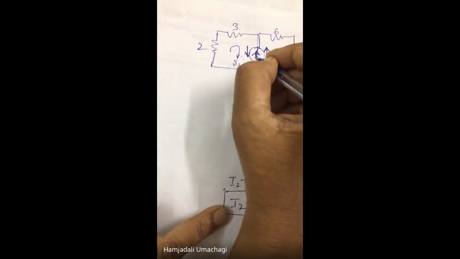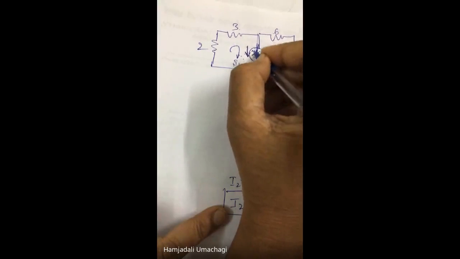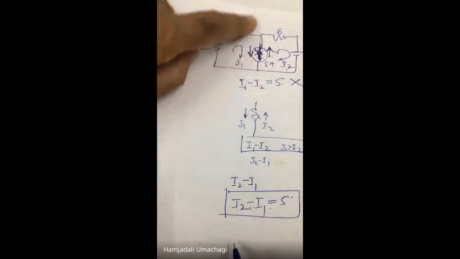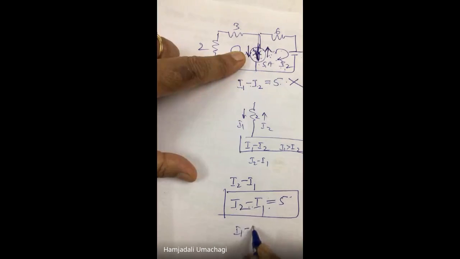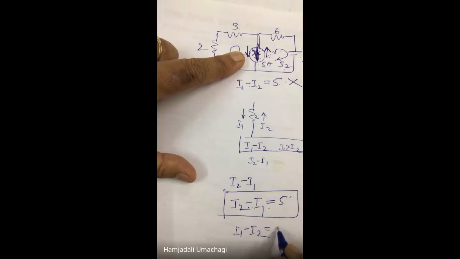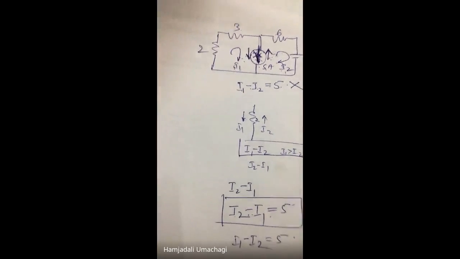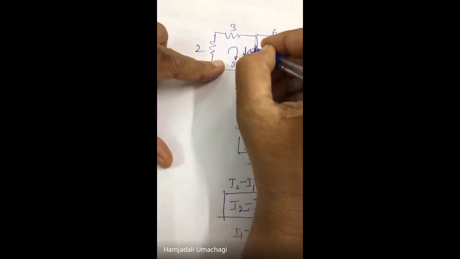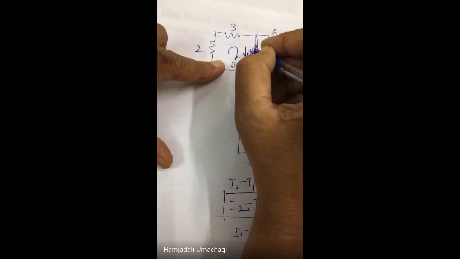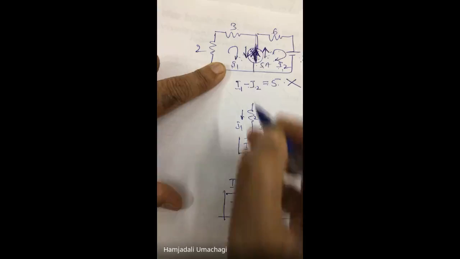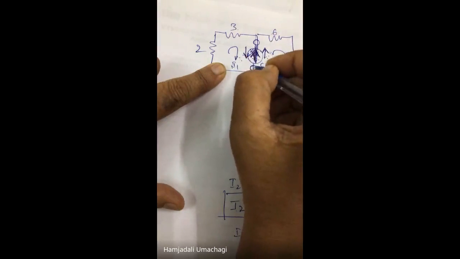Suppose it was in this direction, what will be the equation? That will be I1 minus I2 equal to 5. See here, so we will analyze it with the upward direction only. So once this equation is written, open circuit the given current source.